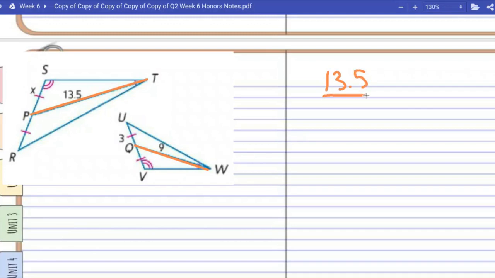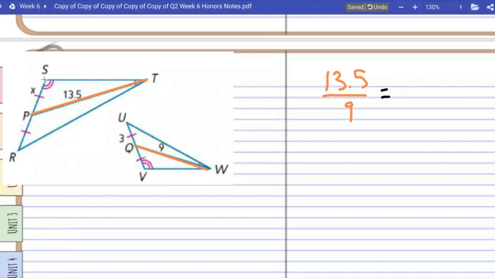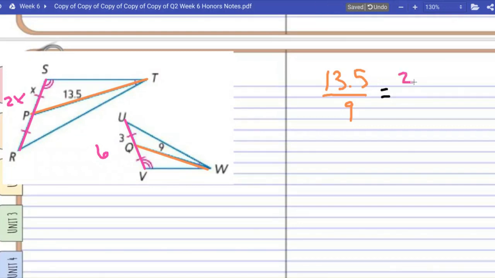13.5 divided by 9, and set that equal to... now a lot of my kids today have been doing x over 3, which is perfectly okay, but the rule says the side lengths. So this is actually 2x, and this side length right here is actually 6. So we would put 2x over 6 on the right side of the equal sign. This is called a proportion. Now, if you put x over 3, that's fine because 2 over 6 reduces to 1 over 3.